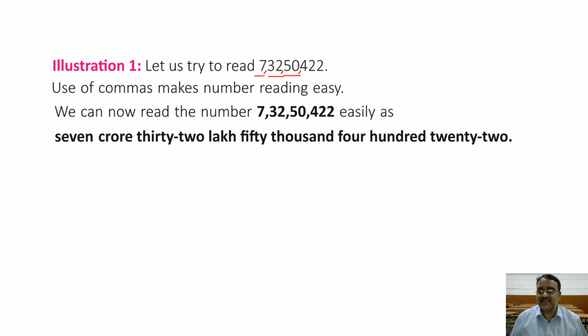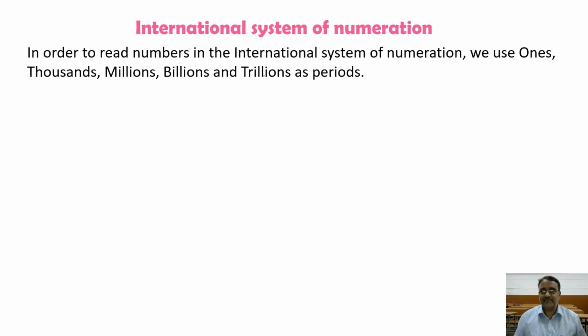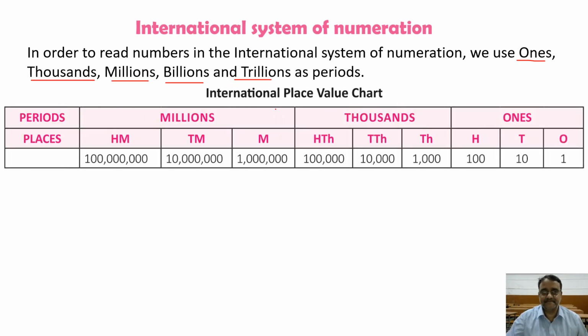Now we'll see the next system, the international system of numeration. In order to read numbers here also, this is divided into periods and places. Okay, we use here ones, thousands, millions, billions, trillions as periods. So this is the place value chart. This is ones place, thousand place, and million place, so on. So here, in the international system of numeration, commas are placed after every three places, from right to left side. Okay?